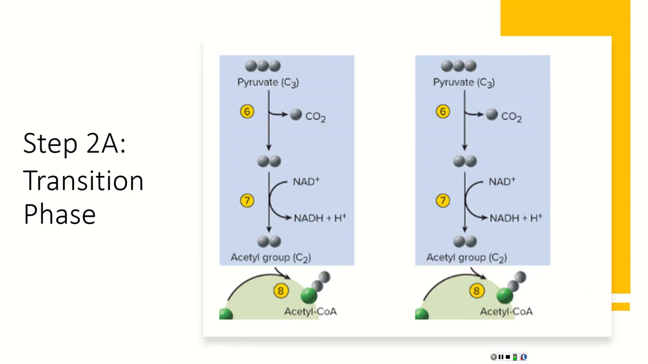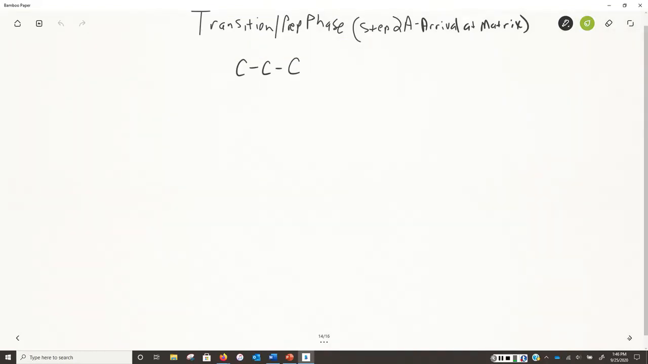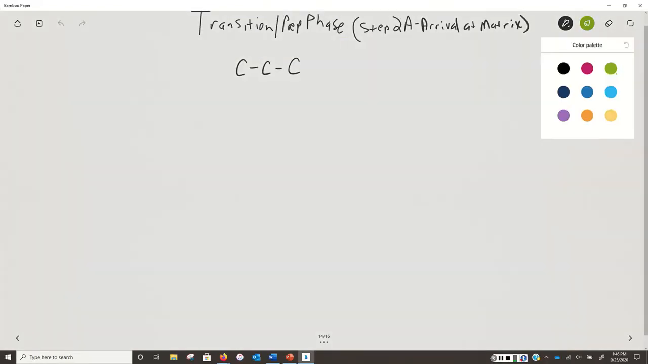Next, some sources combine the next 2 steps into step 2. I'm going to break them in half and call it step 2A and step 2B. So let's go ahead and look at what we will call step 2A, the transition phase, or sometimes you will see it called the preparatory phase. And again, let's go back to our whiteboard. So step 2A is going to be the preparatory phase or the transition phase.